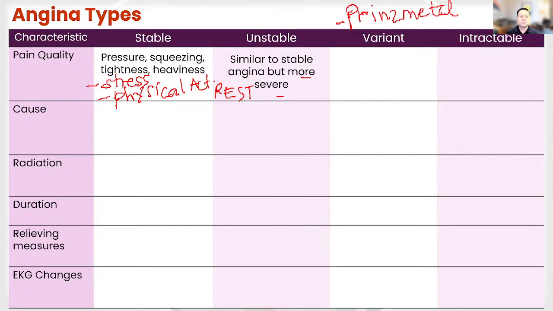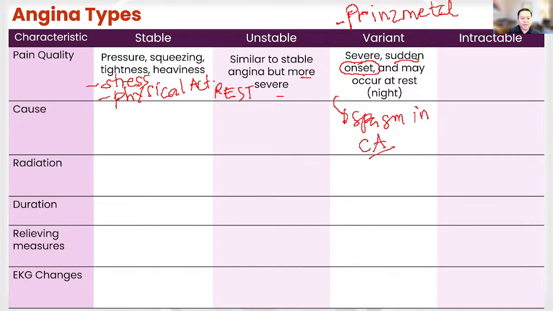Now, in the variant or the Prinzmetal type of angina, the pain is much more sudden. It is going to be severe. It can hit the patient at any time. So it is going to be sudden. The patient will not be able to foretell when it's going to happen, right? It is going to be sudden onset. And even when they're resting, this can occur. And again, the reason for this kind of Prinzmetal pain, or the variant angina, is going to be caused by spasm in the coronary artery.